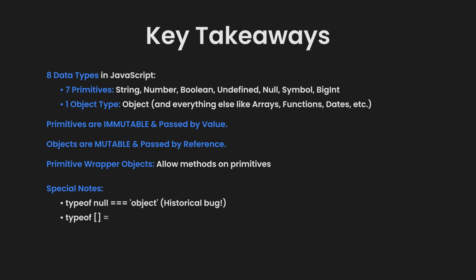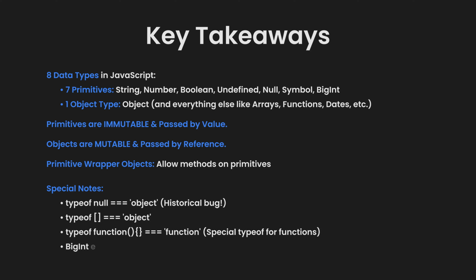Typeof an array, like square brackets, will also return object. And typeof for functions gives function, despite them being objects. Lastly, BigInt values always end with an n suffix. By remembering these points, you'll have a strong grasp of JavaScript's data types. Let's move to our final advice.